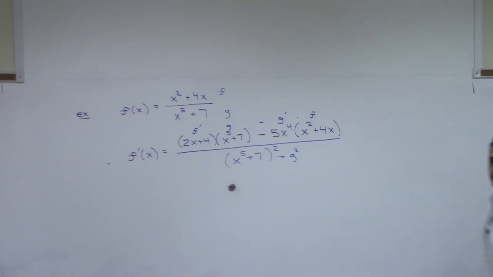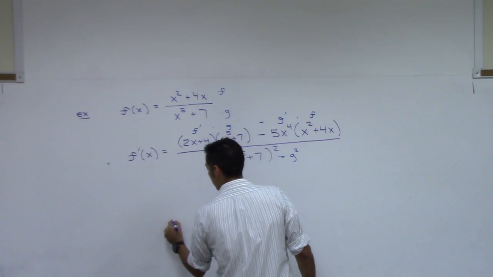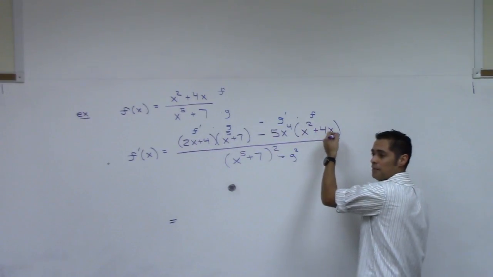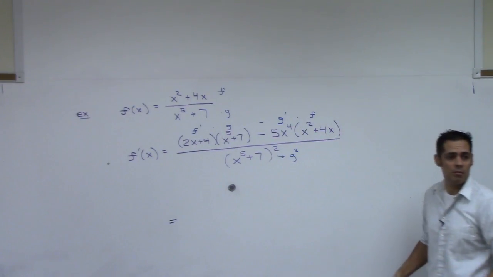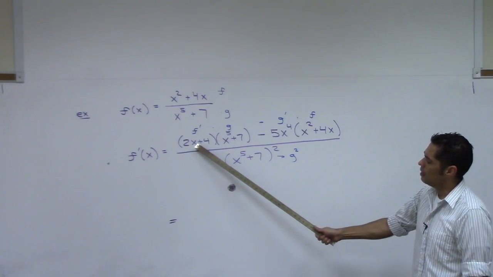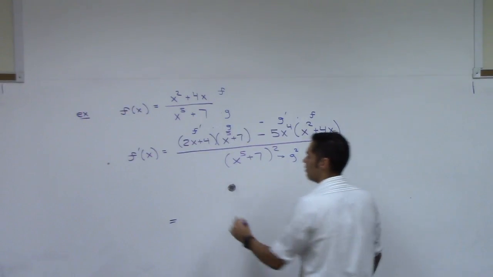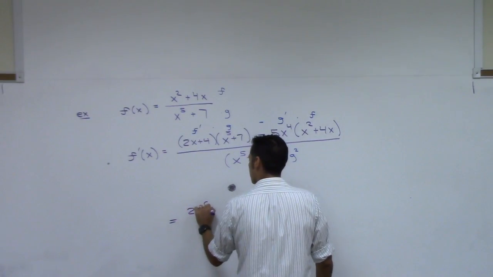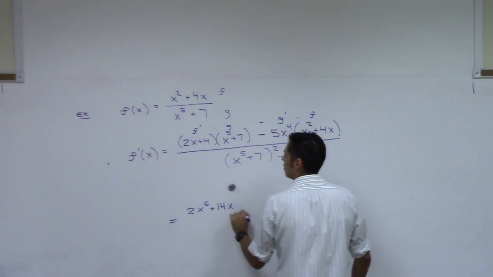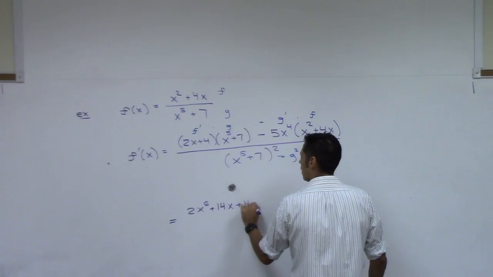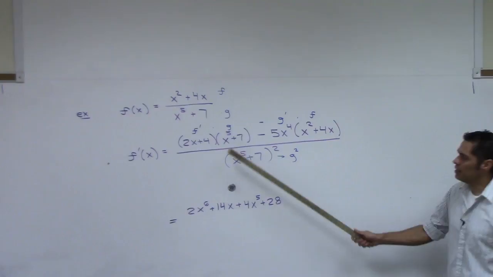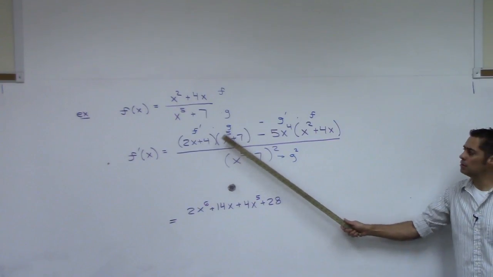And I'm going to clean it up. And what I mean by clean it up is I'm going to do the algebra. I'm going to multiply, I'm going to expand this out, I'm going to distribute negative 5x to the fourth through, and I'm just going to take a look at what I've got. All right? So distributing here, 2x times x to the fifth would be 2x to the sixth. The next term will be 14x. Next term will be 4x to the fifth, and then plus 28. So that is the expansion of these two.